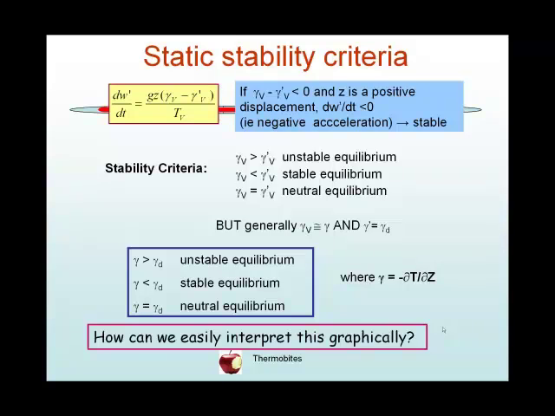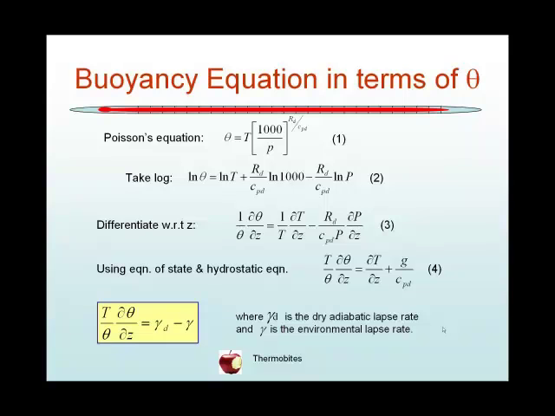So can we easily interpret this graphically? Well, yes we can, but we need to go through a little bit of maths in order to do that. Stop the video any time you need to and show for yourself that the equations on the screen follow. Firstly, take Poisson's equation for potential temperature and take the log of both sides, and it gives you equation 2. Then differentiate with respect to z, and the term involving only constants disappears.